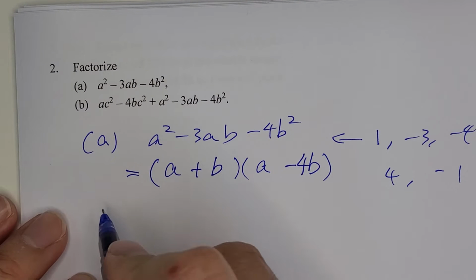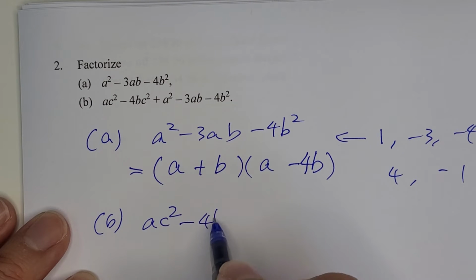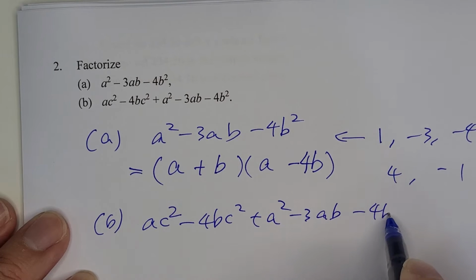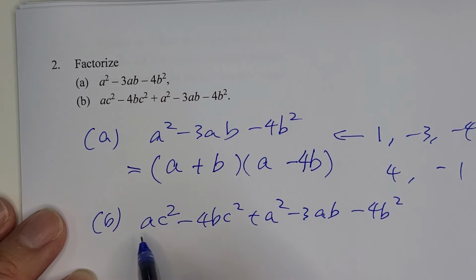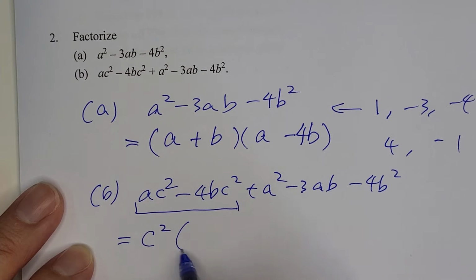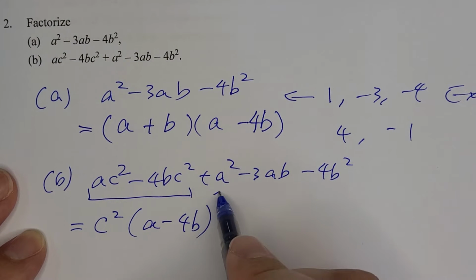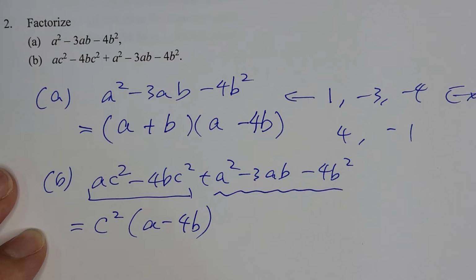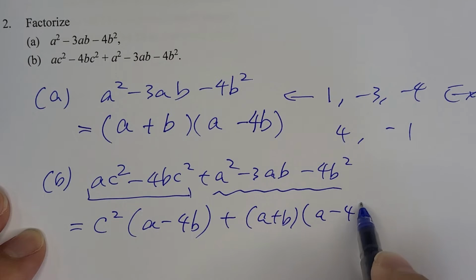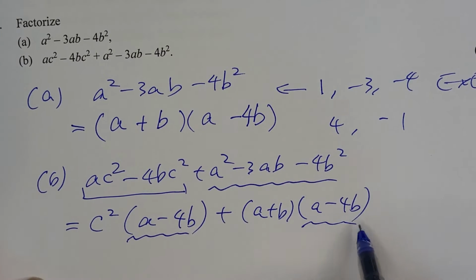And go to part b. ac squared minus 4bc squared plus a squared minus 3ab minus 4b squared. As you can see, the first two terms can be factorized by taking out c squared. Then it's left a minus 4b. And the last three terms can be factorized by using the results of part a. So there will be a plus b times a minus 4b. So you can see the new common factor now, a minus 4b here.